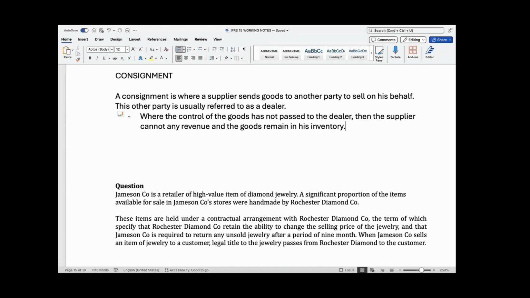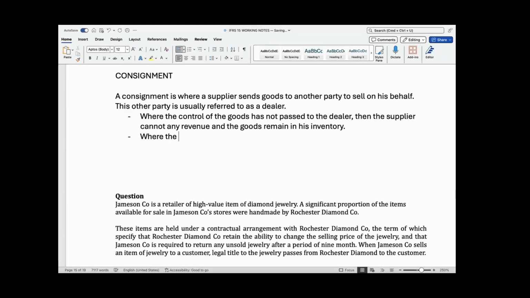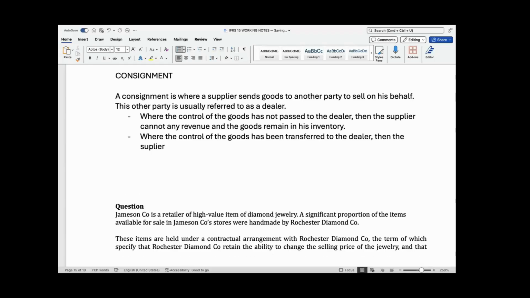But where the control has been transferred to the dealer, meaning that the dealer has paid for the goods, he has inventory risk and all of that, then the supplier can recognize revenue. Also remove the goods from his own inventory, because when we can see that we have transferred control to the dealer, then we remove the goods from our inventory.